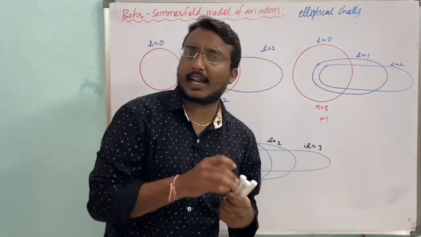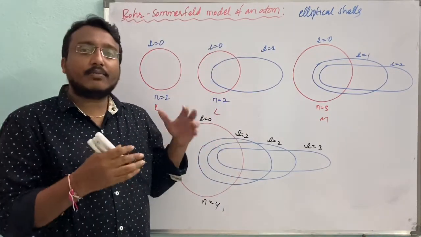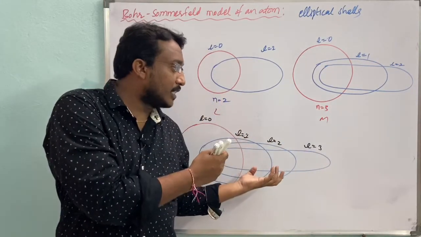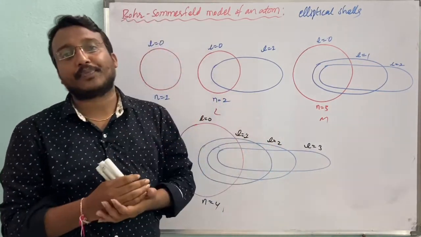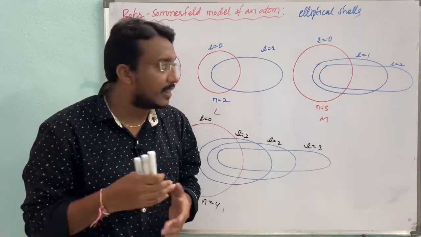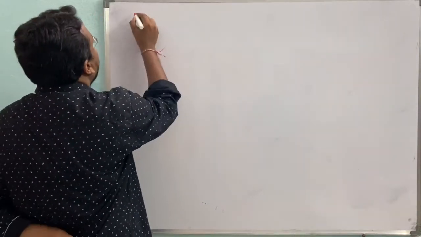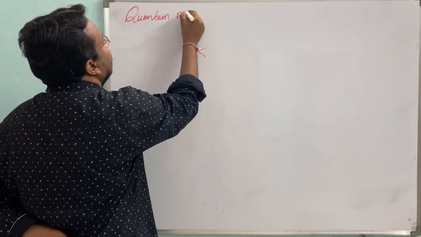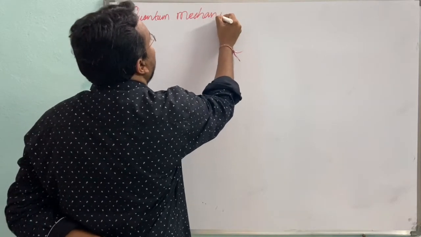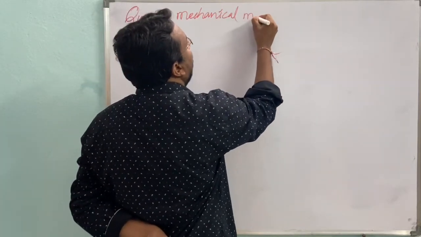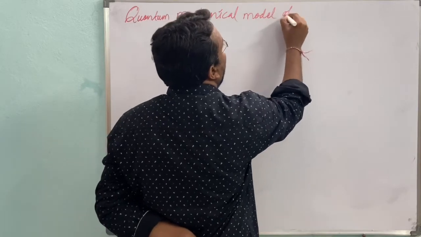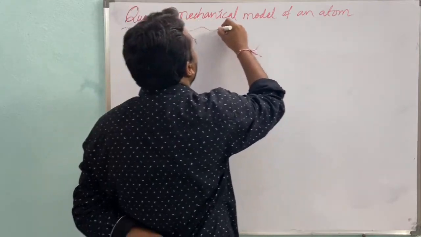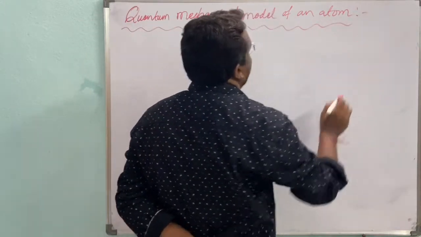Hydrogen atom has only one electron, right? Then for the atoms which have more than one electron, he was unable to explain successfully. Right, got it? Then one more atomic model, the quantum mechanical model of an atom. Okay, quantum mechanical model of an atom.